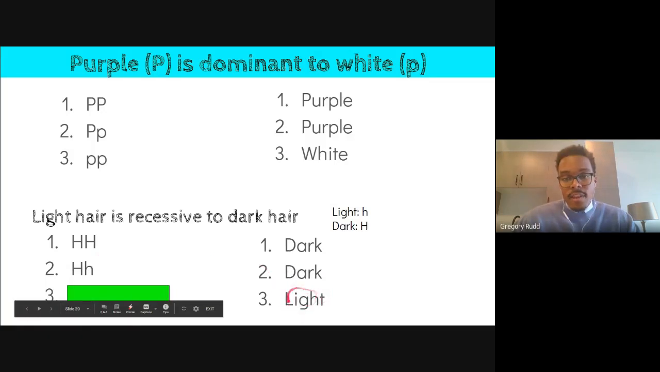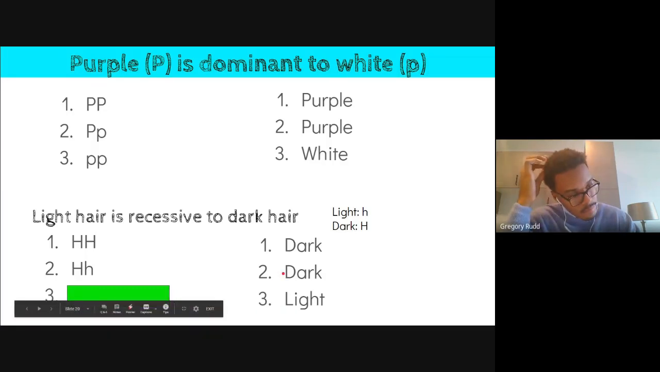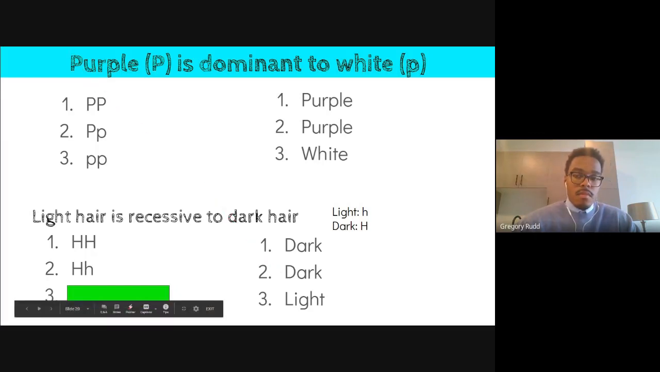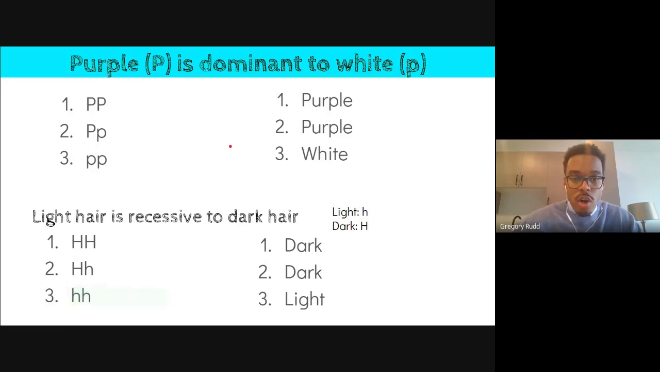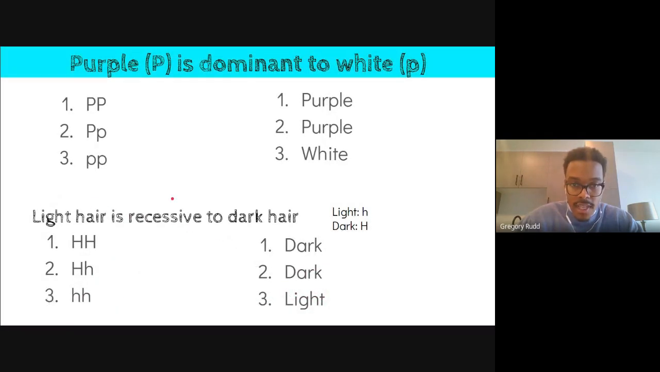And then how could I get the light phenotype? How could I end up with the light phenotype? Thank you, Michelle. I should have two lowercase h's. I should be homozygous recessive. So homo because they're the same, recessive because they are lowercase. That's the only way that I can get light hair. It says light hair is recessive to dark hair. So light hair is my recessive trait.